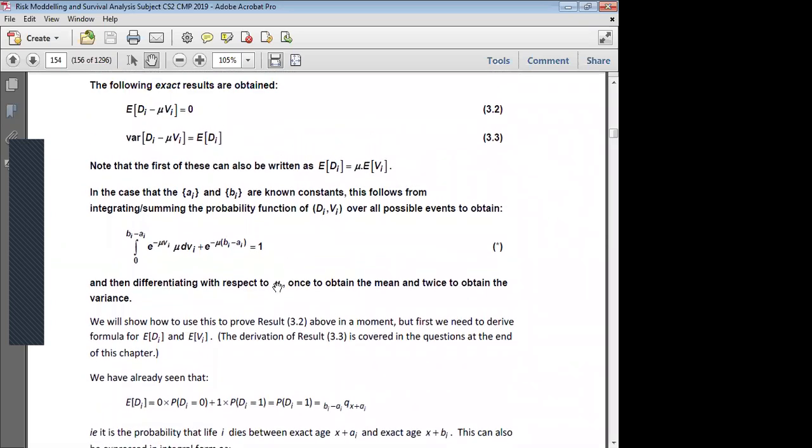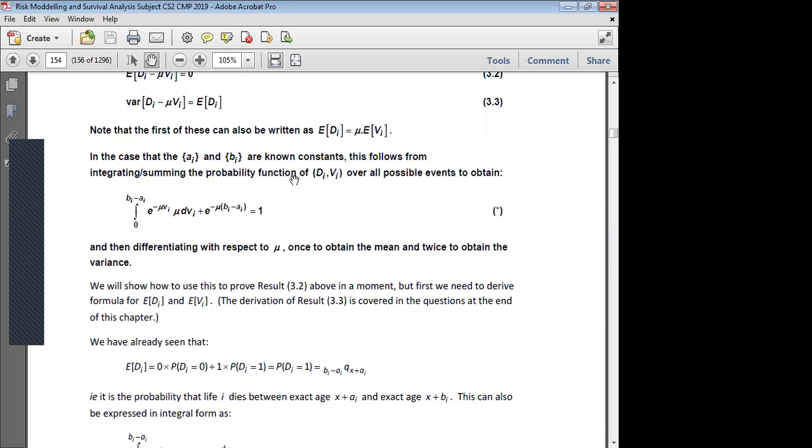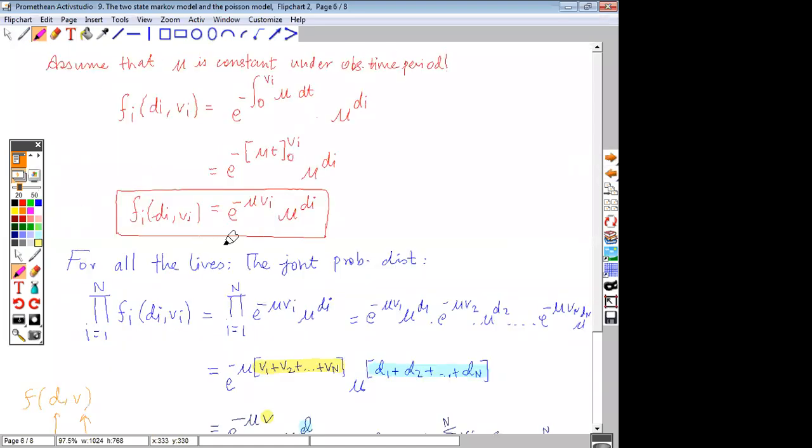But even before we do that, what we know is the probability function of Di, Vi, which was the joint distribution function that we derived, right? So maybe we can go back and have a look at that distribution once again. So this was the distribution, right? This was basically the joint distribution of our Di and Vi.